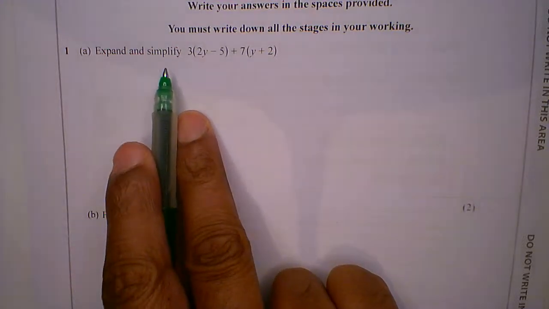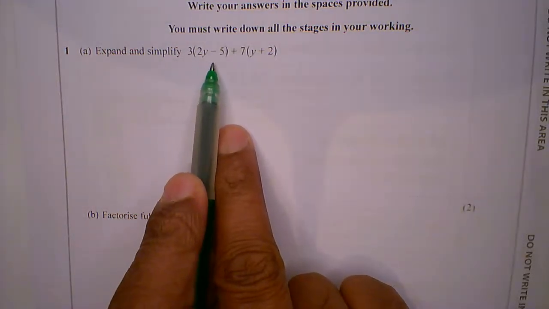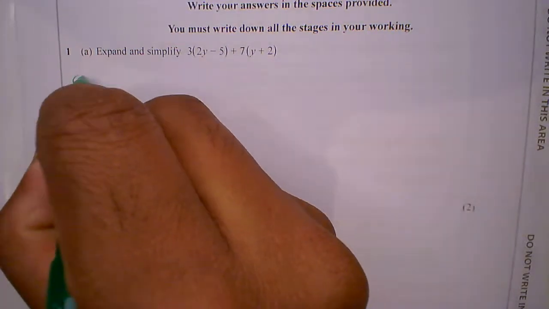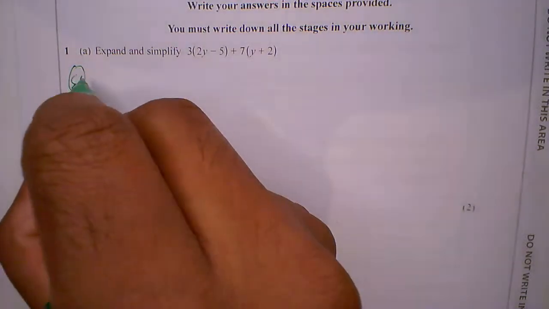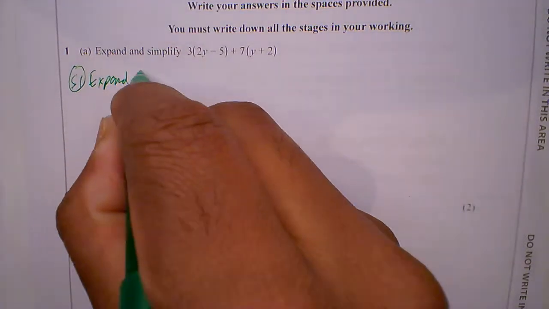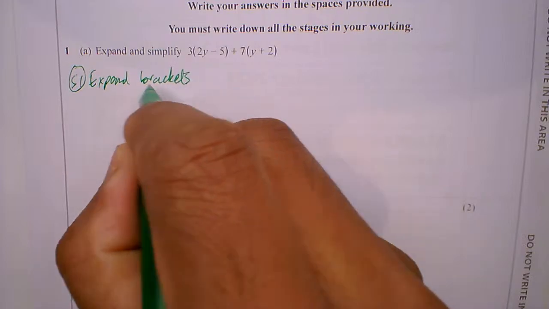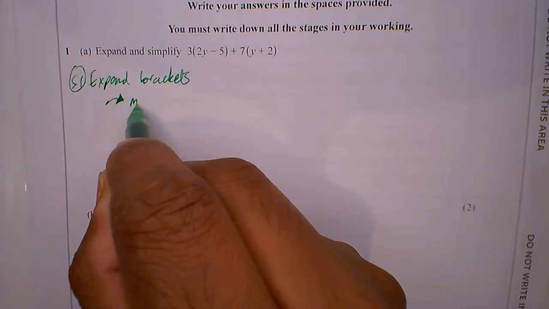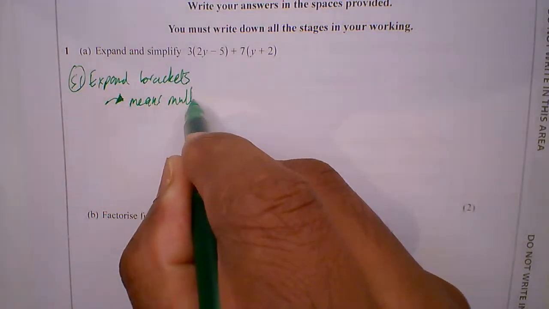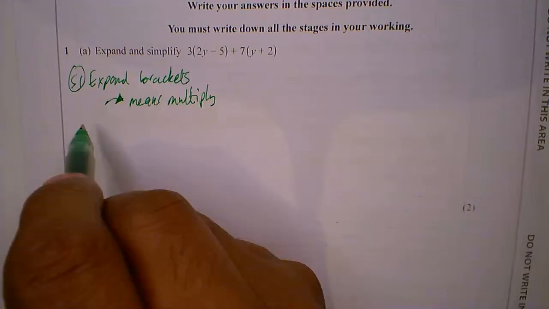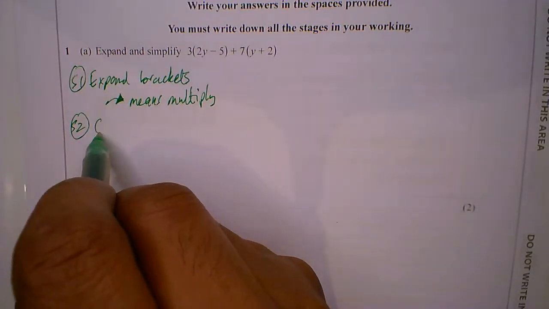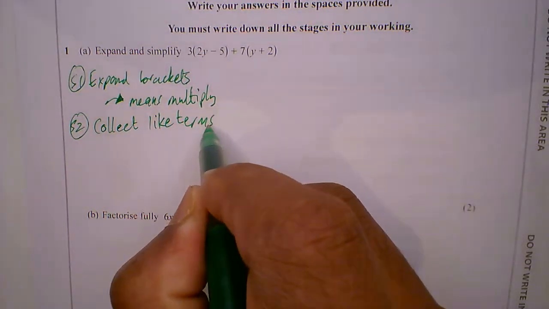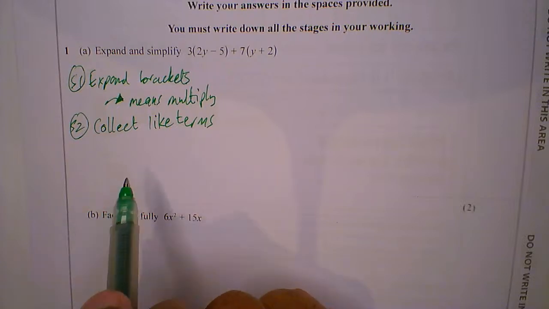Question 1a, expand and simplify 3 brackets 2y take away 5 plus 7 brackets y plus 2. So step 1 is I am going to expand the brackets. Usually I am going to represent it with the arrows, and the arrow means multiply. And then step 2, I am going to collect like terms. And then I will simplify.